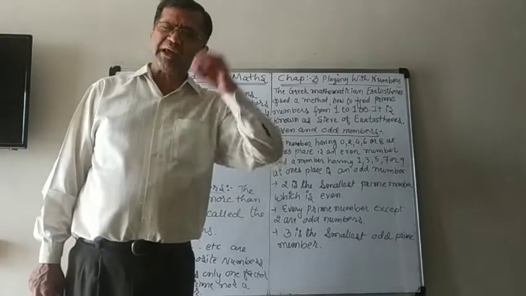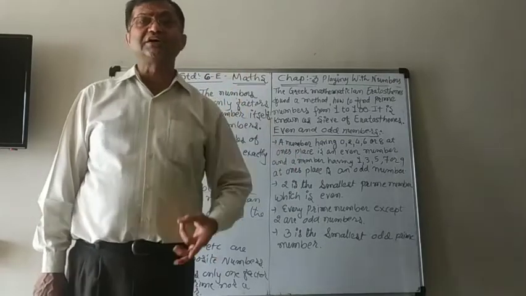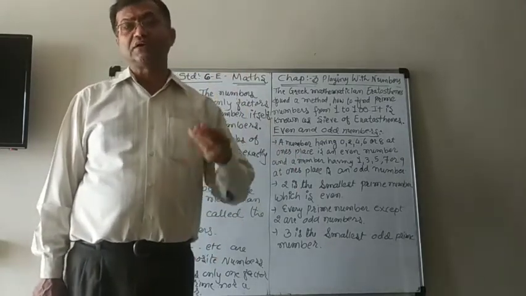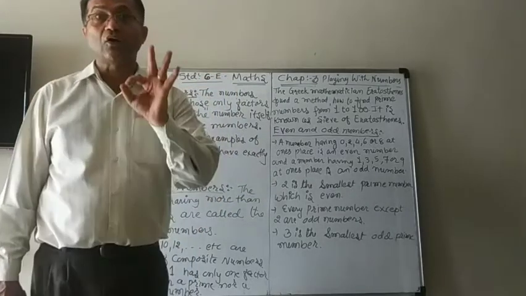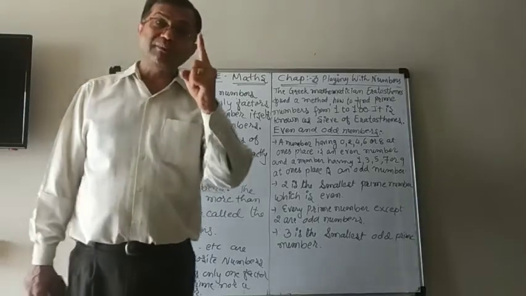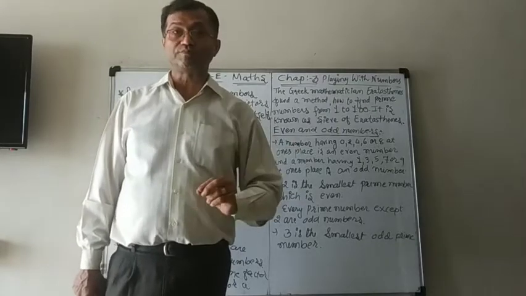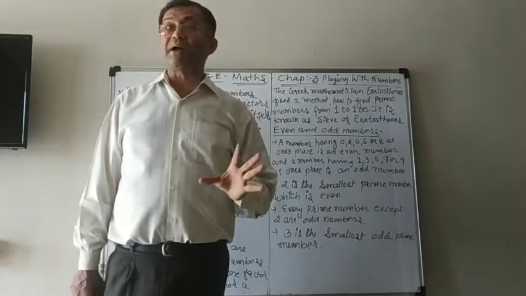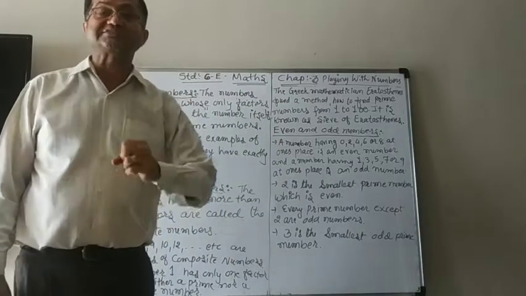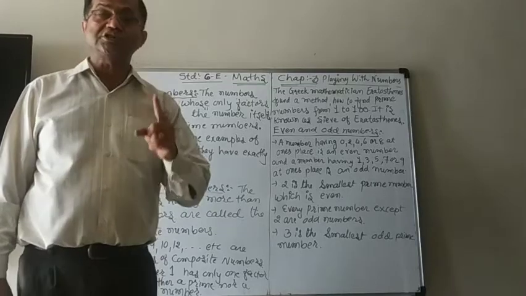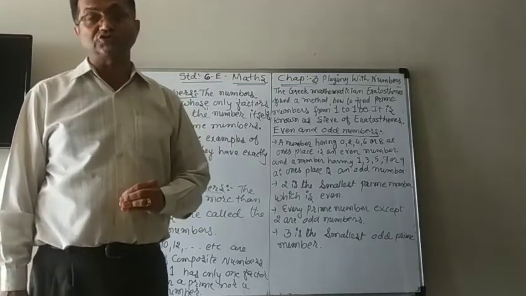If you take any prime numbers, you can take 3, 5, 7, 11, 13, 17, 19, 23, 29, all will be odd numbers. Only one prime number is such that it is an even number, and that is 2. So you have to keep that in mind, because it can be asked in blanks or MCQs. So 2 is the smallest prime number, and 2 is the smallest even prime number also.